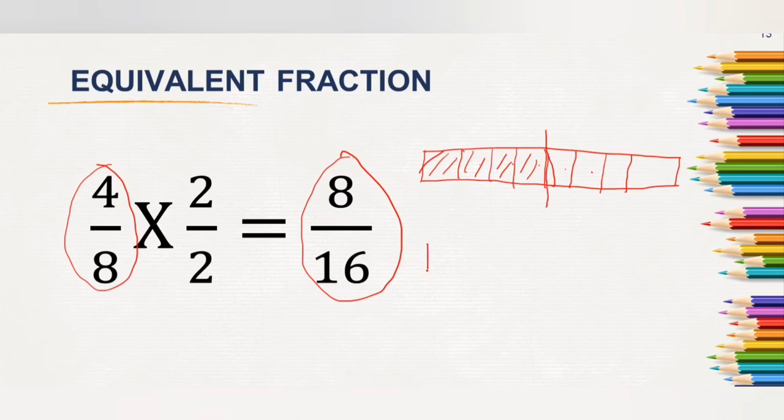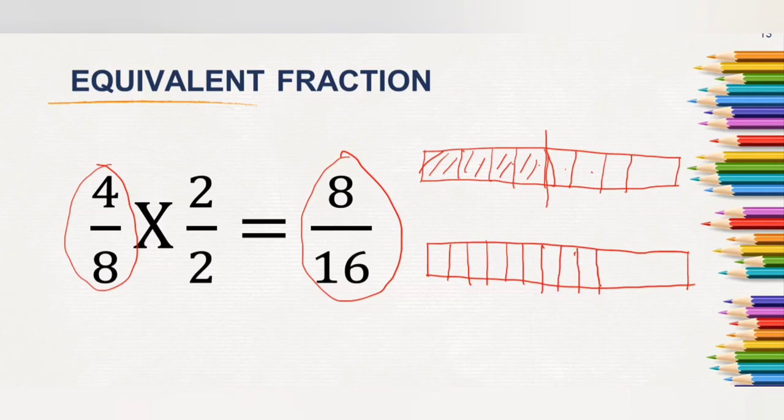Now, again, we have the same size of chocolate bar. Here, it is divided into 16 parts. 1, 2, 3, 4, 5, 6, 7, 8, 9, 10, 11, 12, 13, 14, 15, and 16. Out of 16 parts, you will be getting 8 parts, which means half of it. Yes? So, here 4 by 8 is also the same as 8 by 16.